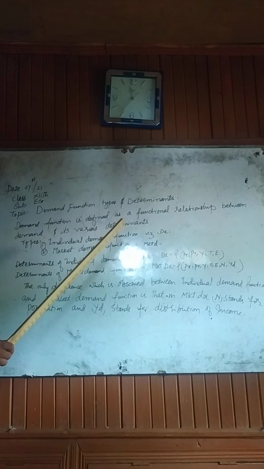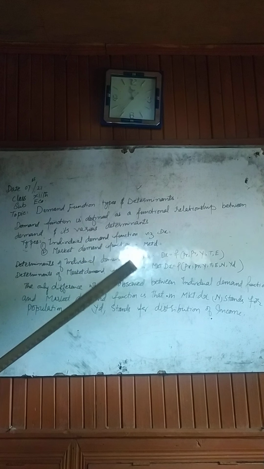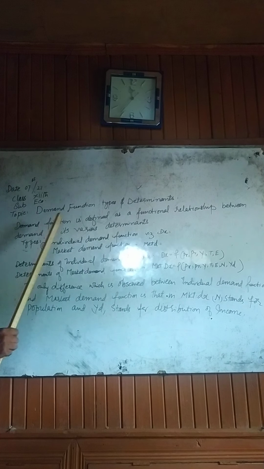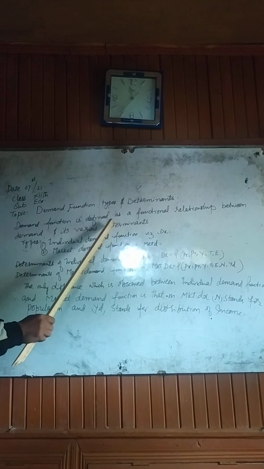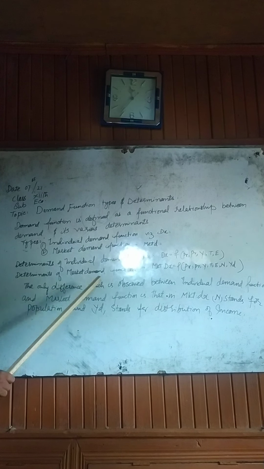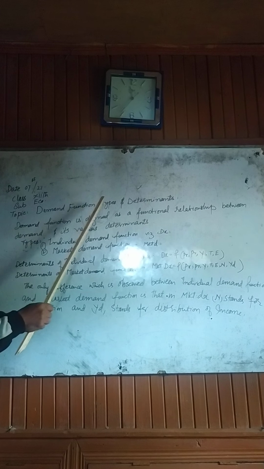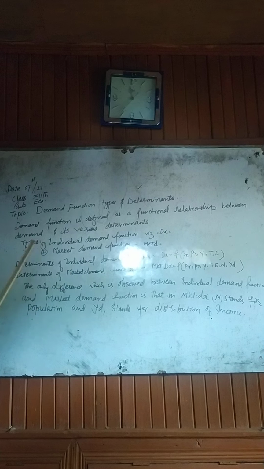Previously we learned that demand shows a relationship between demand and price. Here in demand function, it is a functional relationship between demand and its various determinants. So far as the concept of determinants is concerned, we will elaborate it later on. Let us first know about the types of demand function: individual demand function and market demand function.